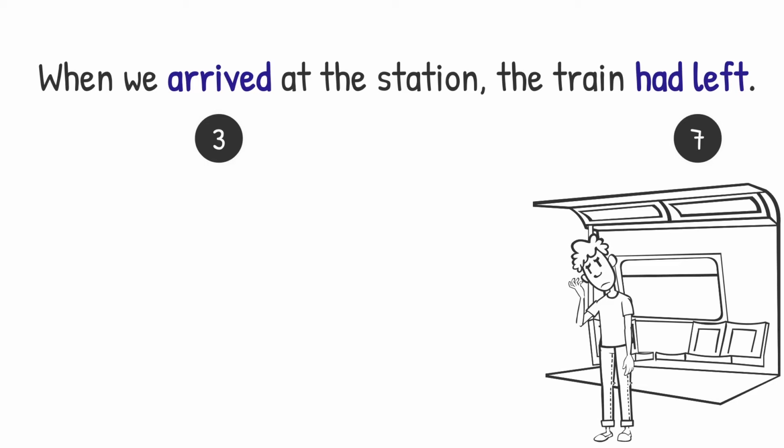If you guessed that the train left before we arrived, you're 100% correct. We use the past perfect, number 7, to describe an action which is finished before another past action, the past simple in this case. Another way to remember it is that we only use the past perfect if we compare it to the past simple. Number 7 must be used with number 3.